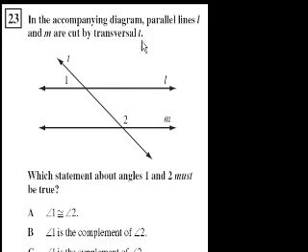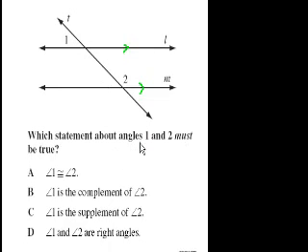In the accompanying diagram, parallel lines L and M are cut by transversal T. So it's a classic parallel line with a transversal problem. And they're parallel. That's why I did those arrows. Which statements about angle 1 and 2 must be true? All right, so we could play, I don't know if you've seen the Khan Academy videos on the angle game, but that's what we're going to play here, the angle game.